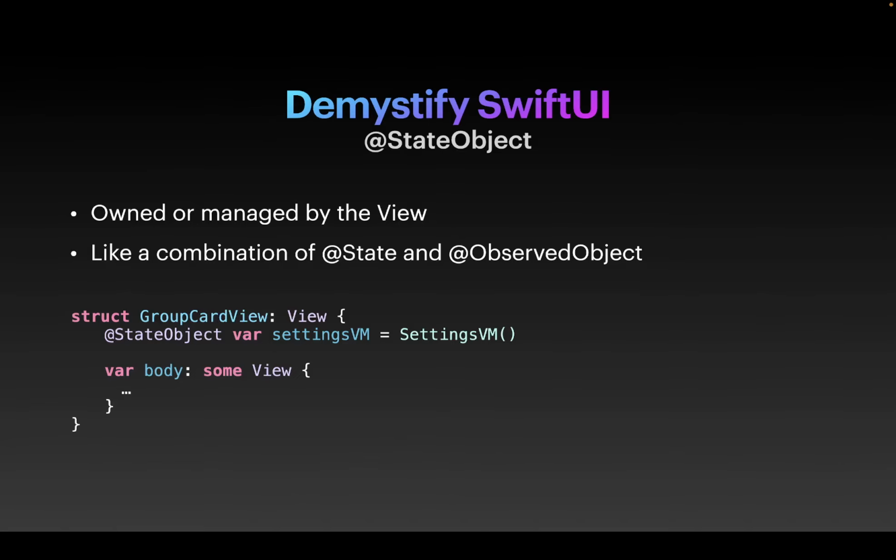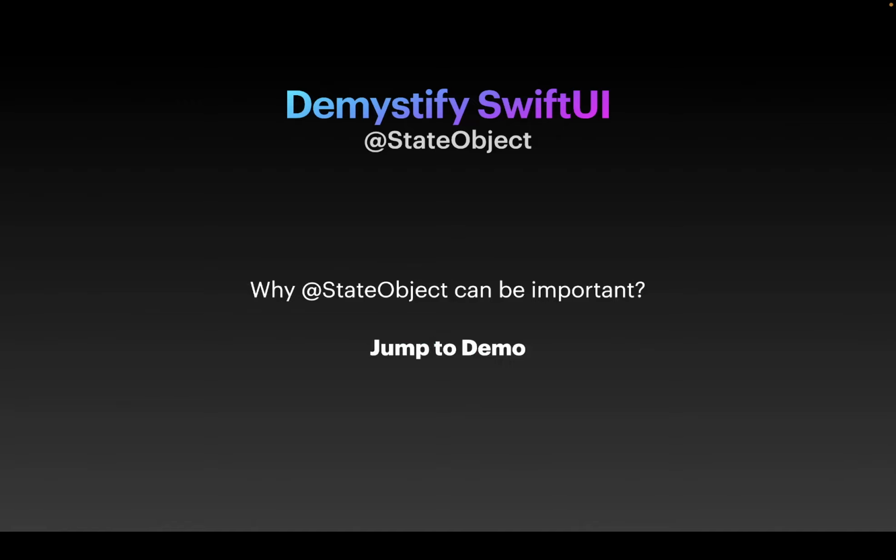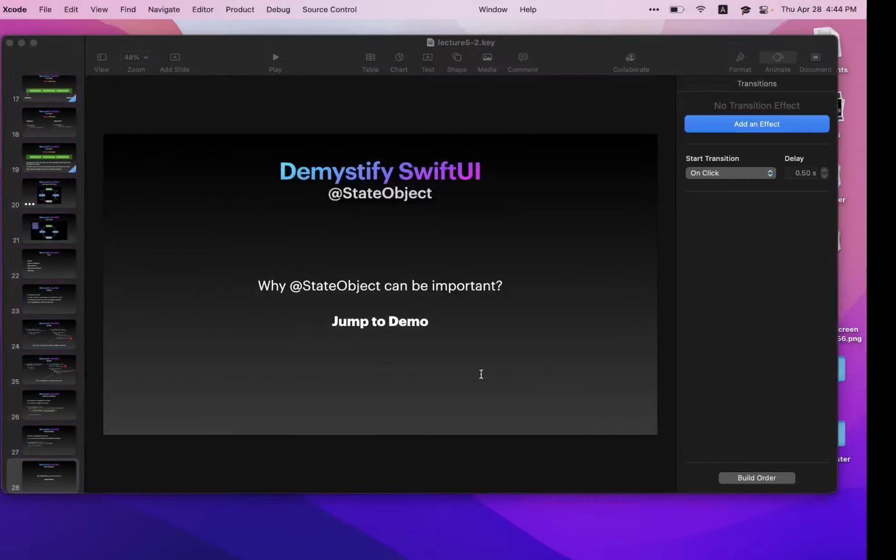And the usage, the syntax is kind of like that, okay? But the difference from the observed object is that when you use @StateObject, usually you want to initialize it right inside this view, instead of passing that kind of data from the caller. That's the use case of this thing. But let's see why @StateObject can be really important, and why we need two different things. Let's take a look at the code.